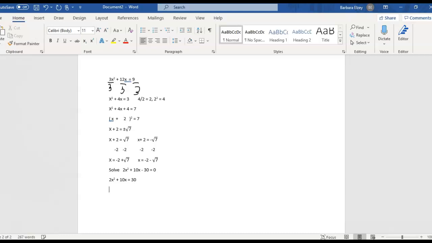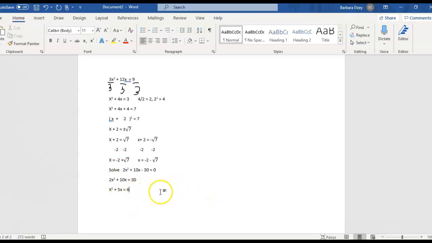Step 2, let's divide by whatever's in front of x squared. So we'll divide everything by 2. When I divide 2x squared by 2, I get x squared. When I divide 10x by 2, I get 5x. And when I divide 30 by 2, I get 6. All right, so now let's go ahead and do the next step.